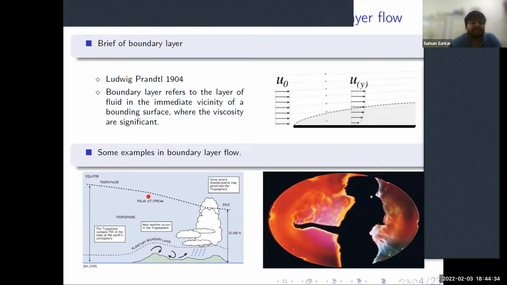First question arises in mind: what is boundary layer? A boundary layer refers to the layer of a fluid in the immediate vicinity of a bounding surface where the viscosity effects are significant. In practical fluid engineering, one of the biggest breakthroughs is the concept of boundary layer, and it was demonstrated by Ludwig Prandtl in 1904. Some examples of boundary layer are the atmospheric boundary layer, which is within 1 kilometer from the surface, and the human boundary layer around the human body surface, as given in the picture.